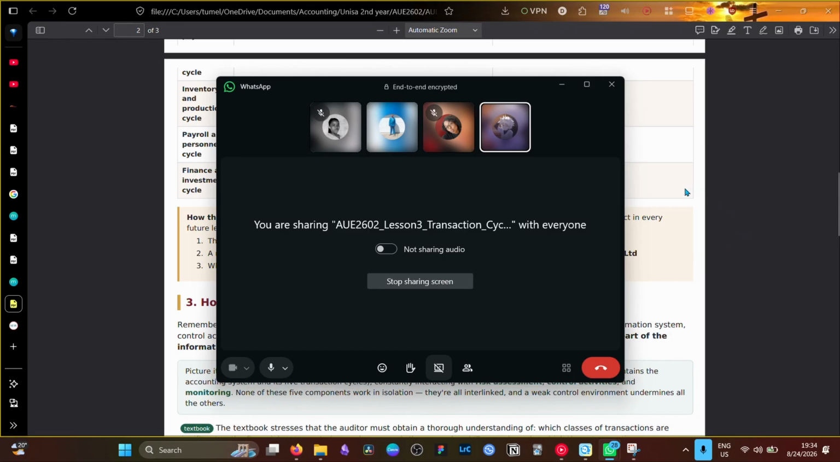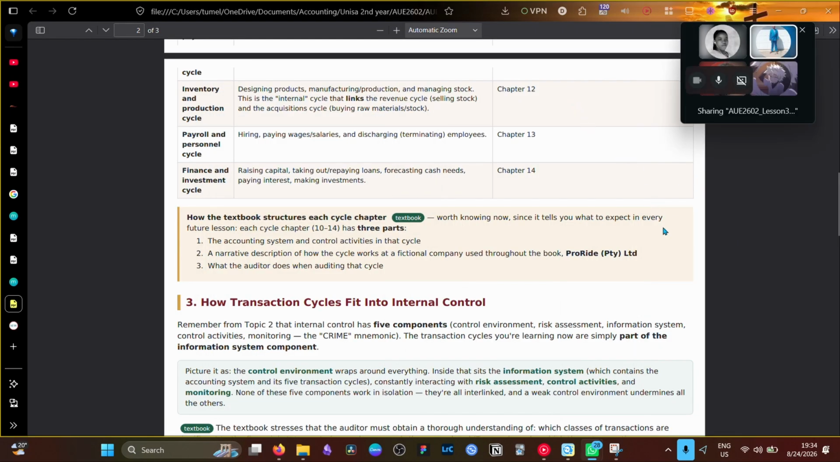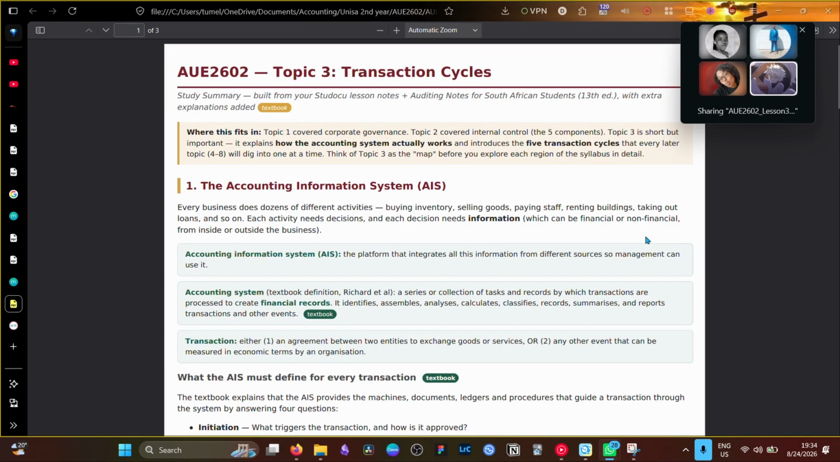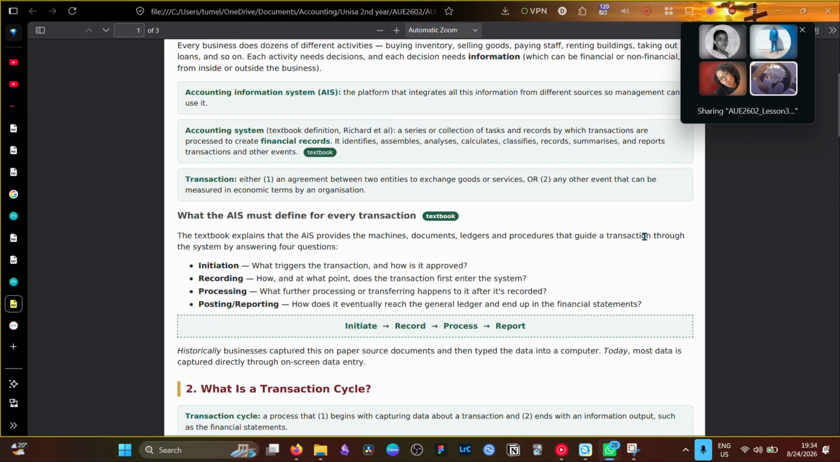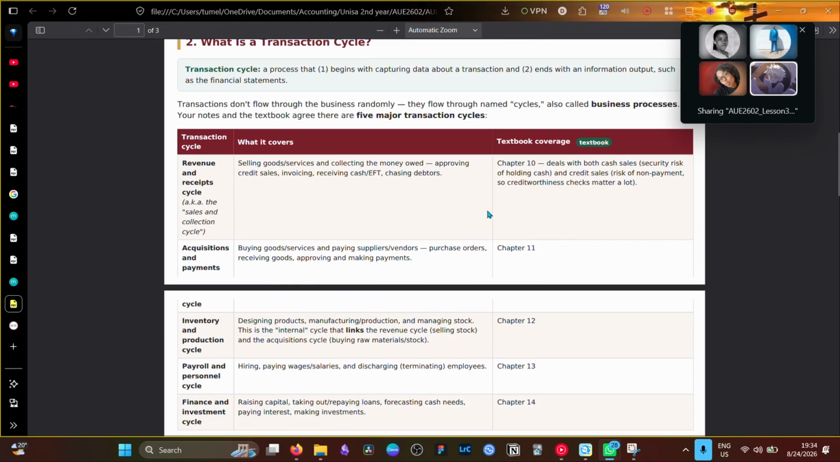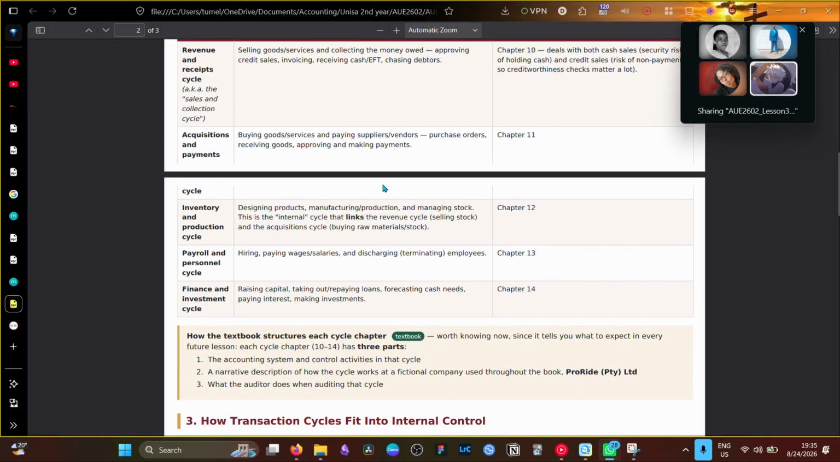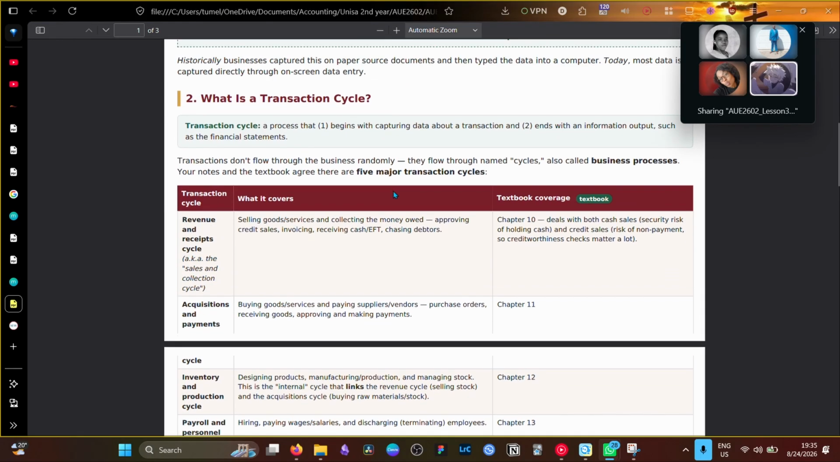Yes. What I want to ask is, is what you have done now an introduction? Yes, it's an introduction to the other cycles, the transaction cycles, because there are different types. We looked at revenue and receipts. We're about to look at revenue and receipts in more depth, but there are also more. There are about five major transaction cycles.